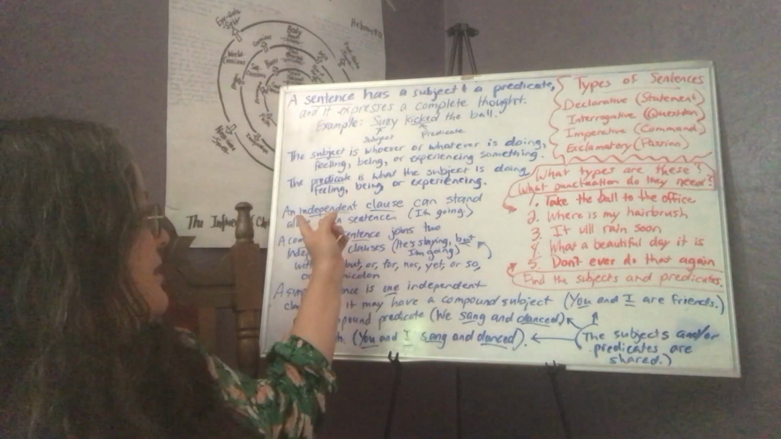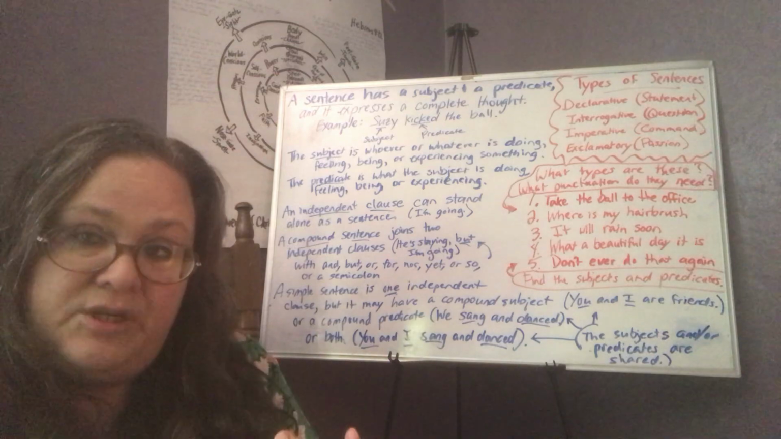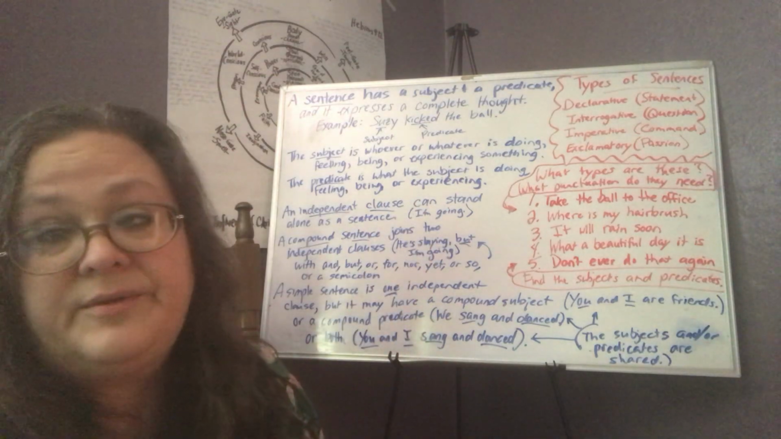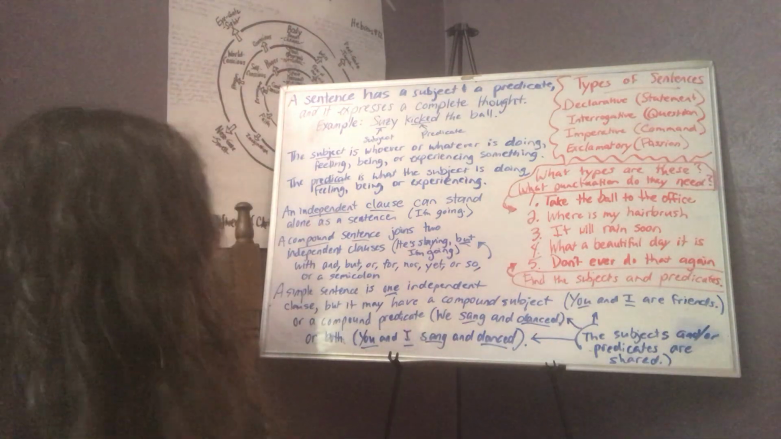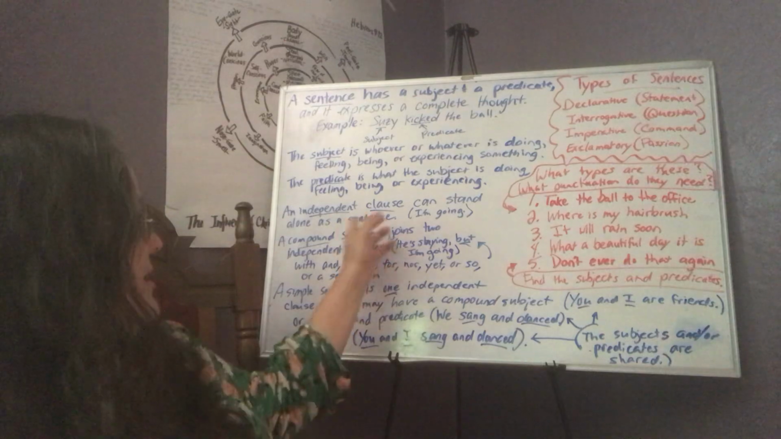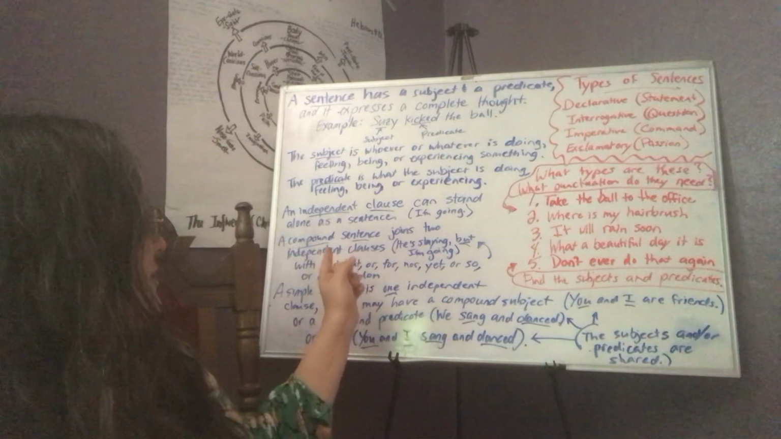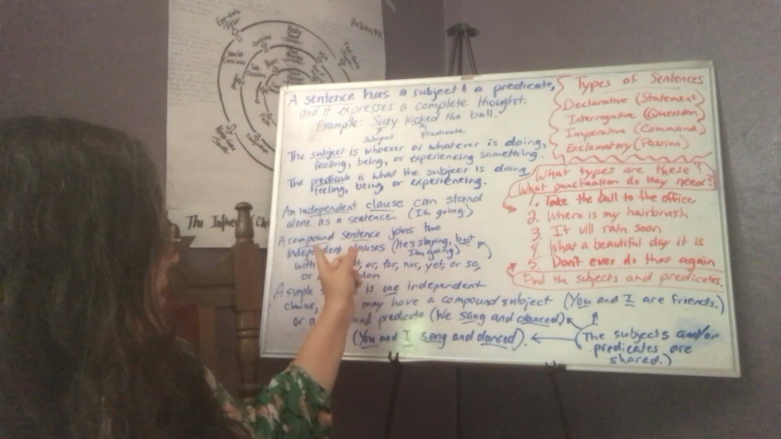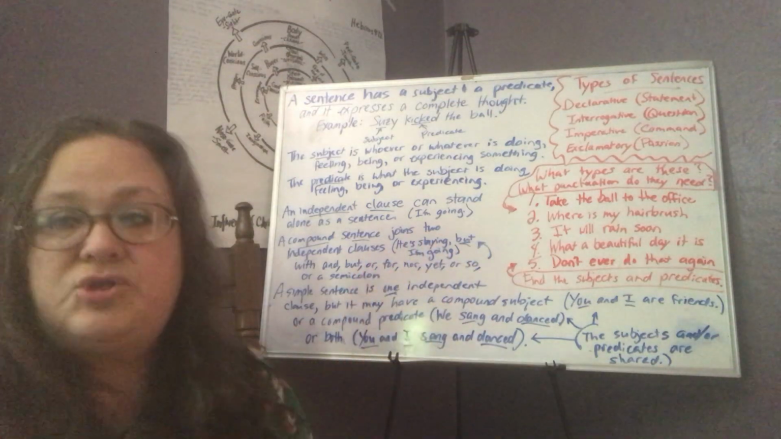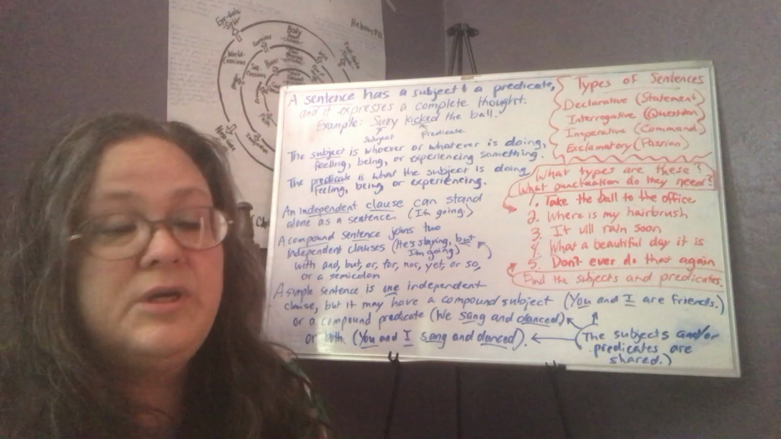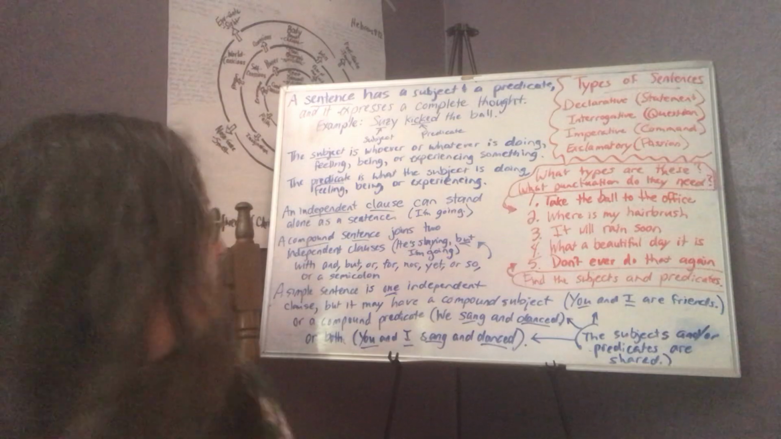Okay, over here. An independent clause can stand alone as a sentence. For example, Susie kicked the ball, and also, I'm going. That can stand alone as a sentence. Or you can add it to another independent clause with a conjunction, and you can make a compound sentence. He's staying, but I'm going. So now we have 2 independent clauses joined with a conjunction making a compound sentence.